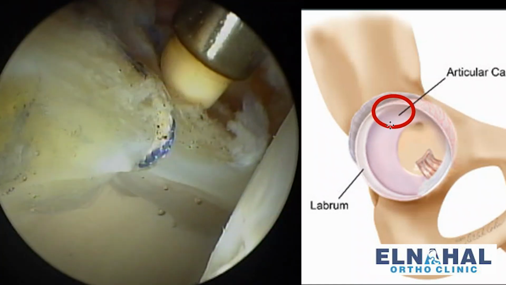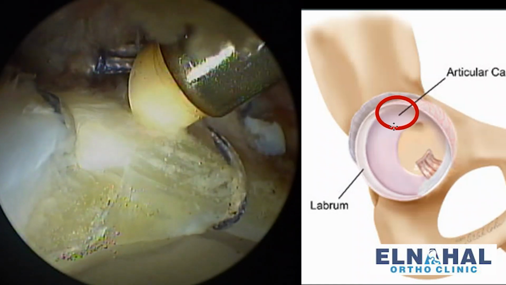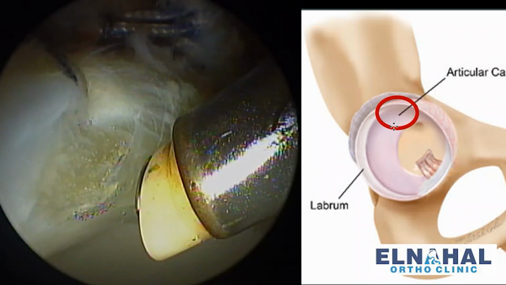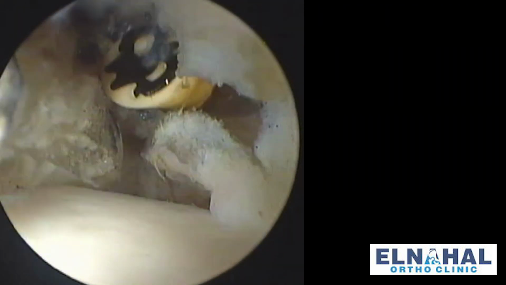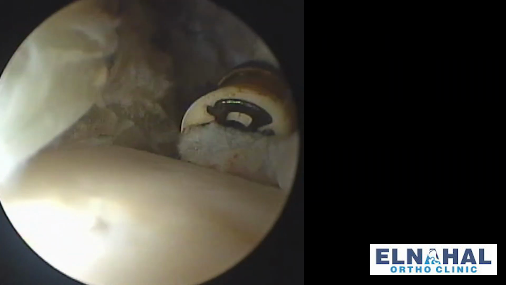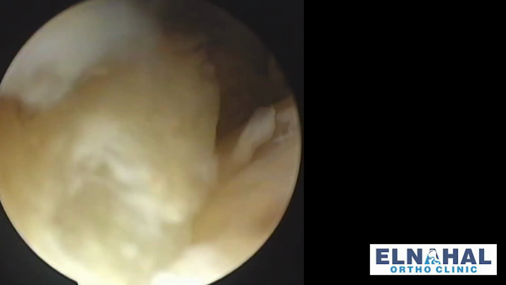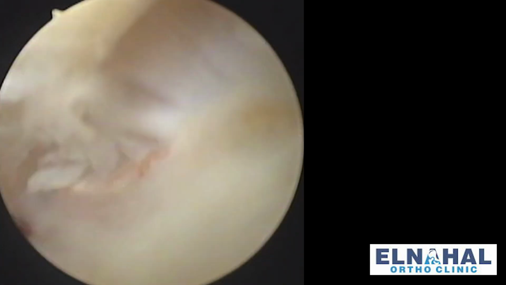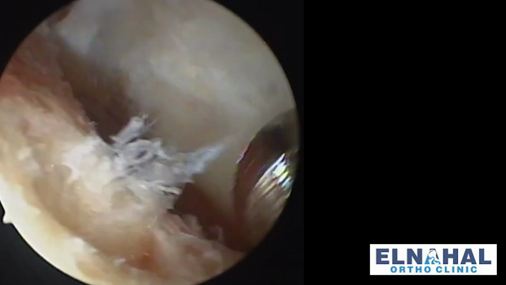Now this is the labral repair that we did using 2 anchors. You can see the labrum now is no longer moving around, and it is stable, attached to the rim of the acetabulum. This is when we relocated the head back in position. You can see that the labrum is forming a seal around the femoral head. And this is the main function of the labrum, to make a seal around the femoral head.